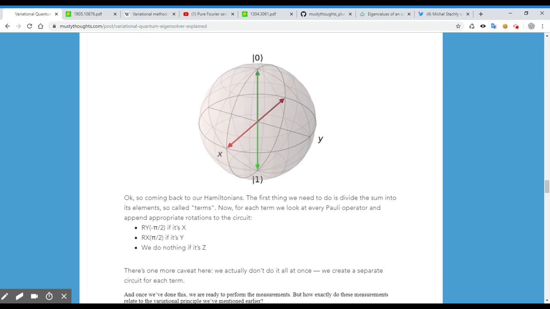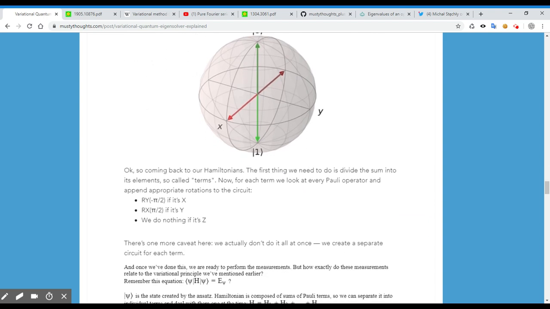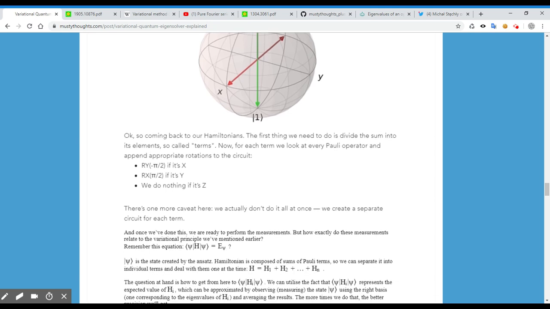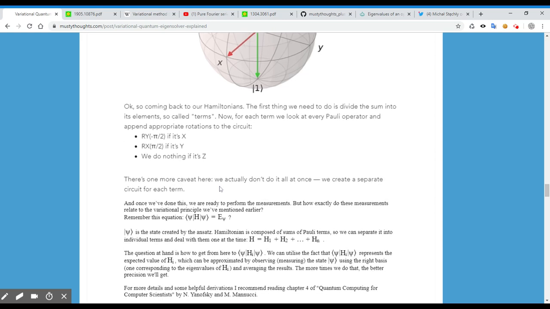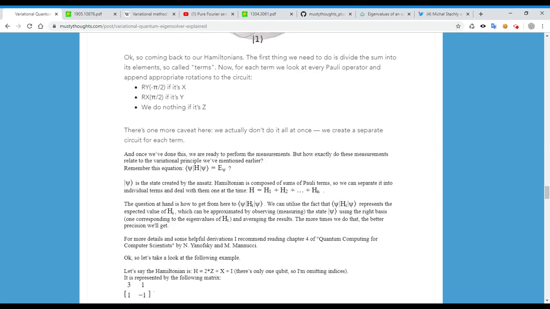So coming back to our Hamiltonians, the first thing we need to do is divide the sum into its elements, so-called terms. Now for each term, we look at every Pauli operator and append appropriate rotations to the circuit. A rotation around y if it's X, a rotation around x if it's Y. We do nothing if it's Z. There's some caveat here. We actually don't do it all at once. We create a separate circuit for each term.